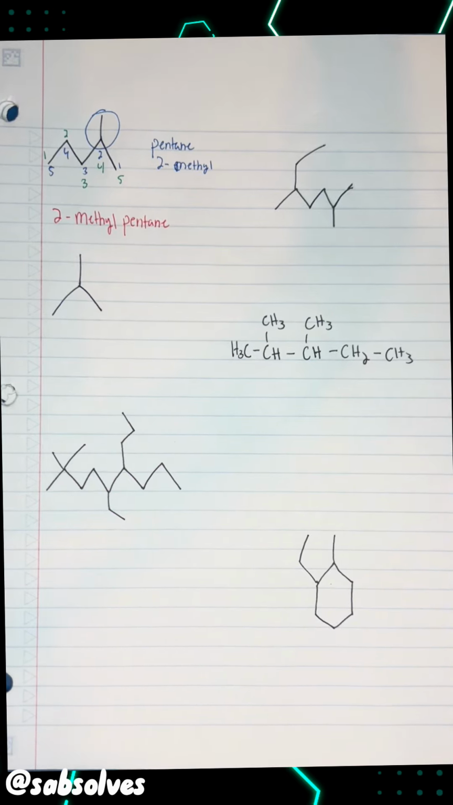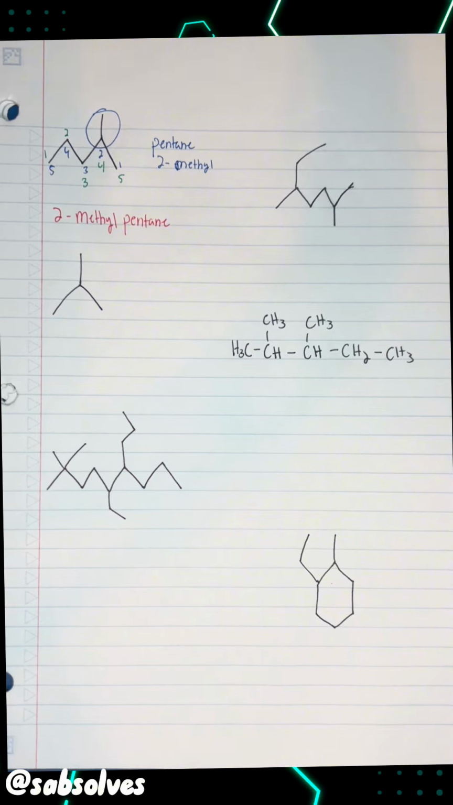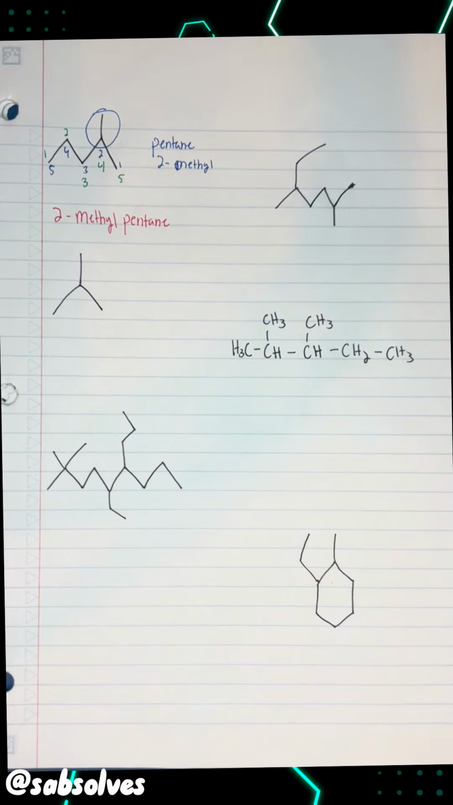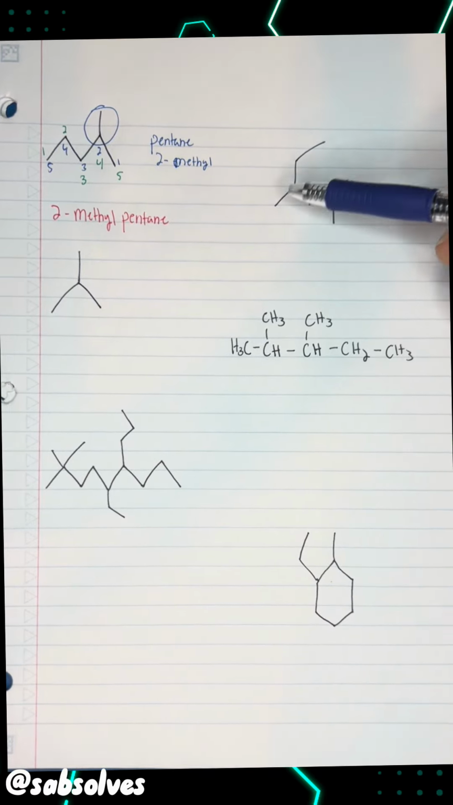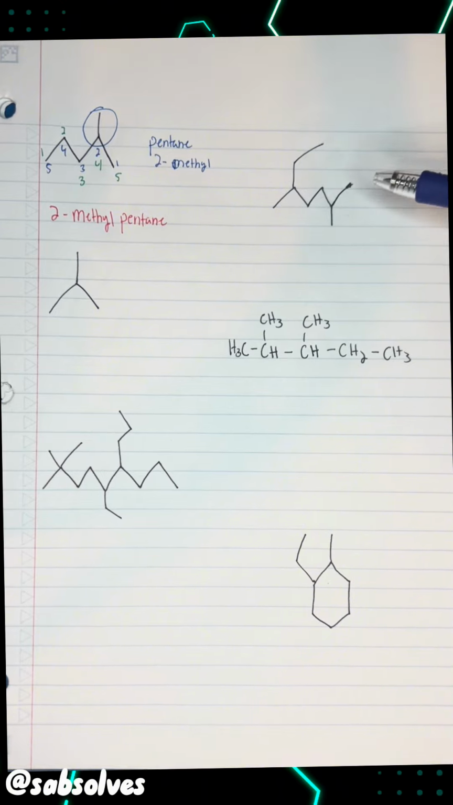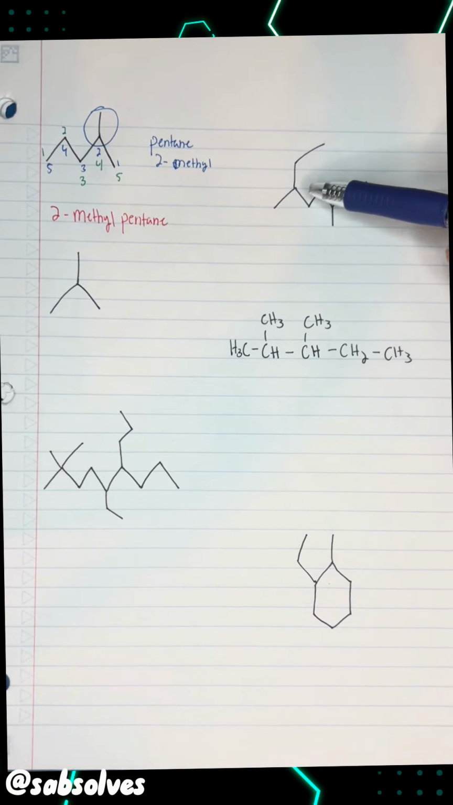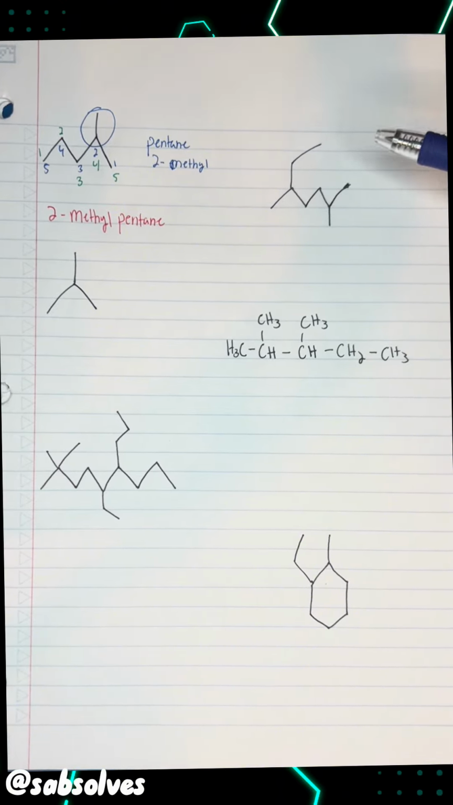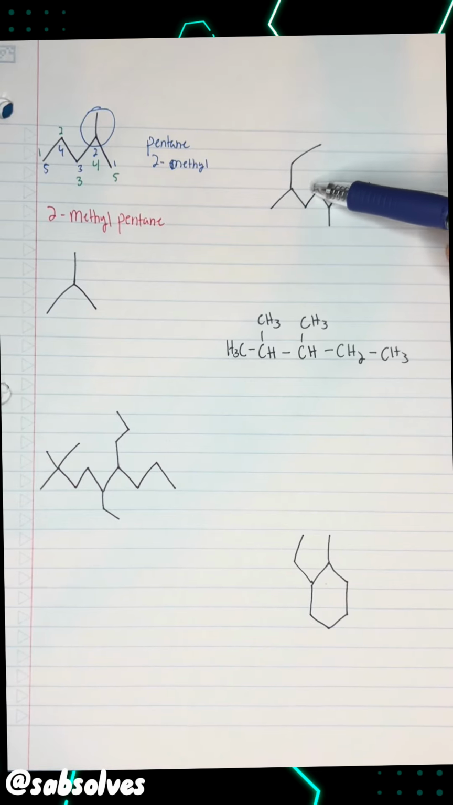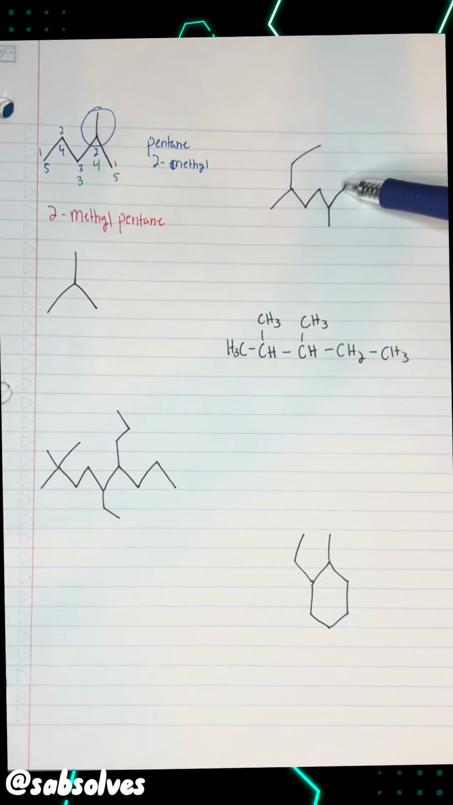So let's go ahead and get to the next one. First thing we do is identify our parent carbon chain. So just going to make that clear. That's just one carbon there at the end. So we could go 1, 2, 3, 4, 5, 6. What if we went 1, 2, 3, 4, 5, 6, 7?